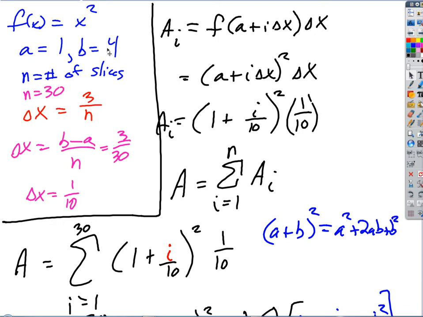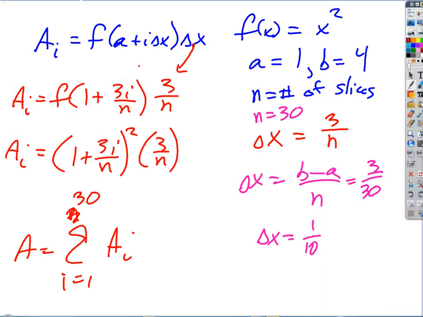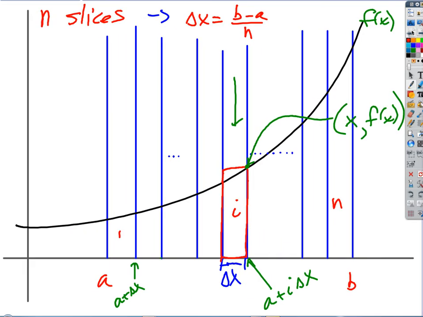Okay, so first of all, this was really key right here. This was probably the hardest part, and the most important part. Remember what that meant. We drew this picture, and let me go back one so we can see the picture too. Here's our picture. We wanted to come up with an area of the ith rectangle.